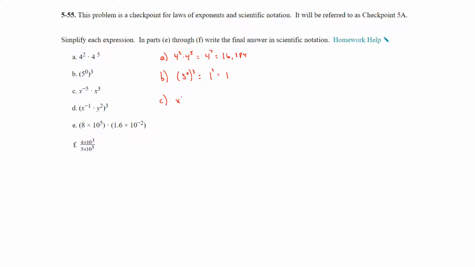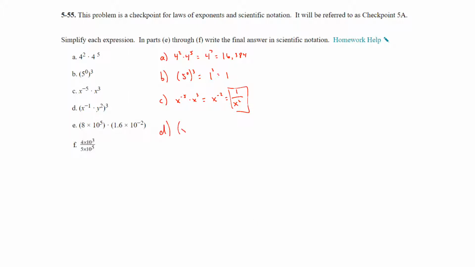C, we have x to the negative fifth times x to the third. So we can add the exponents, and so when we add negative 5 and 3, we get negative 2. We cannot have any negative exponents, so we're going to rewrite this. Remember, think reciprocal with the negative exponent, so 1 over x squared.